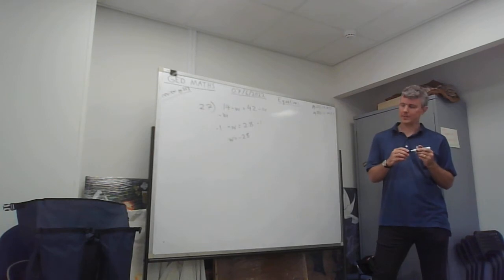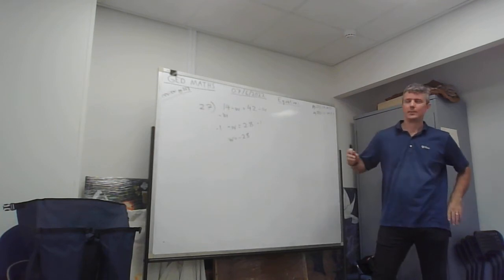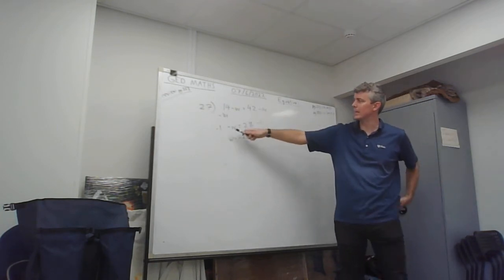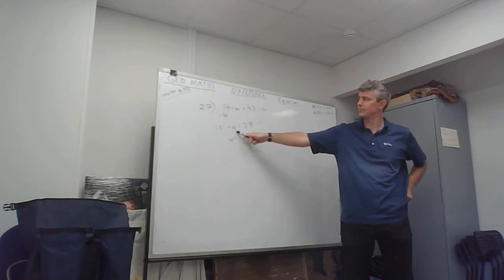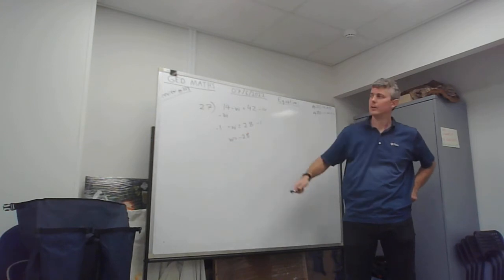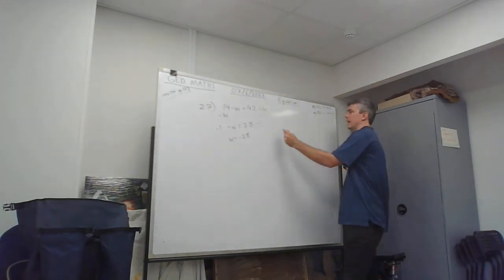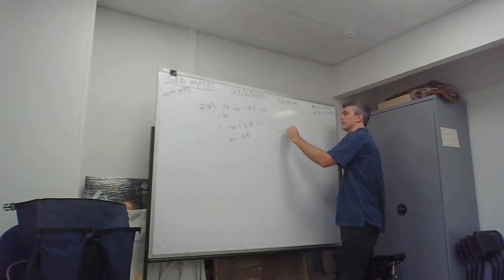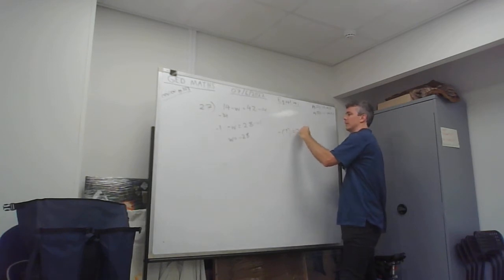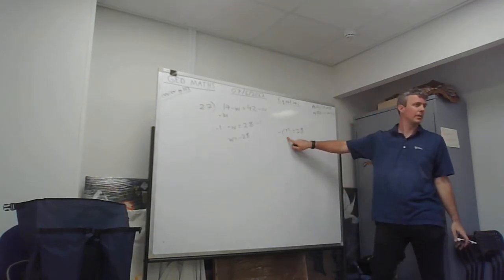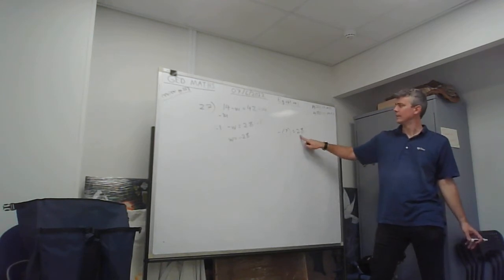So that's no problem? Doing this here, we ended up with a negative W, and we want to have a plain W. We don't want it negative. So imagine what we're doing is negative something equals 28. The W is just a something. The variable is a something. So negative what is 28?